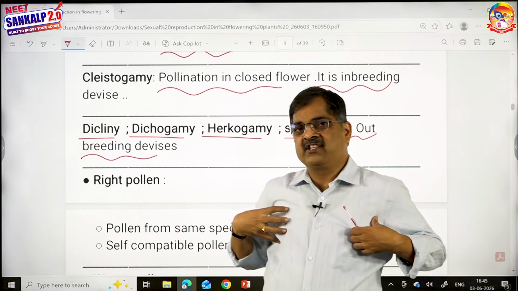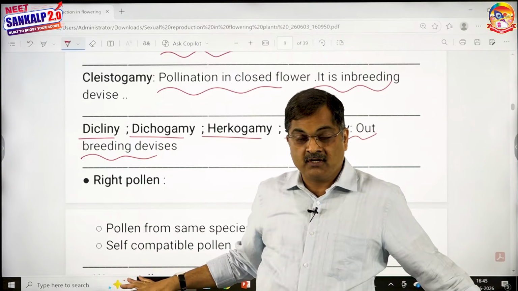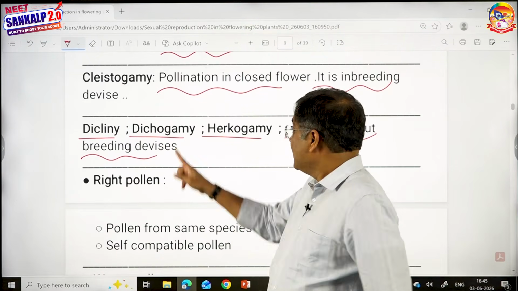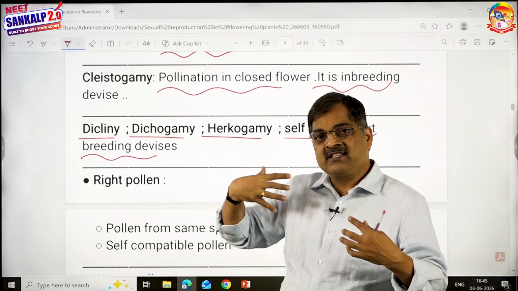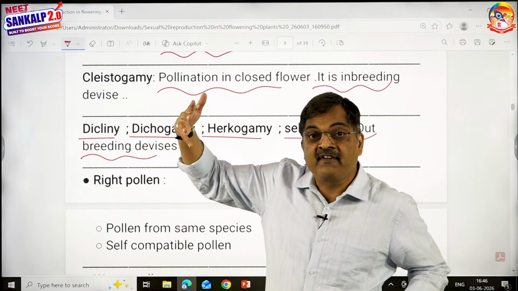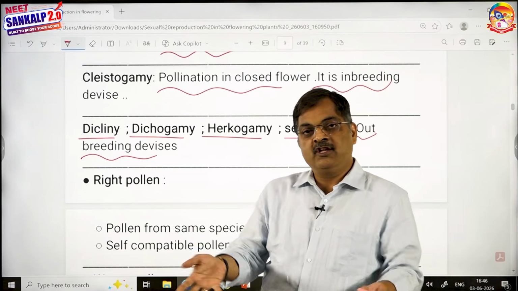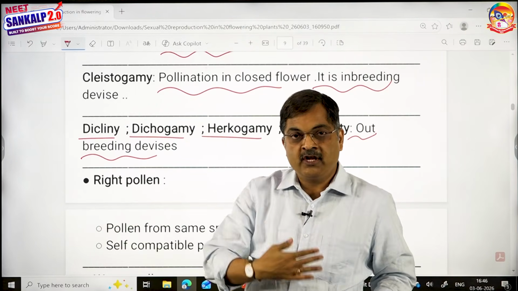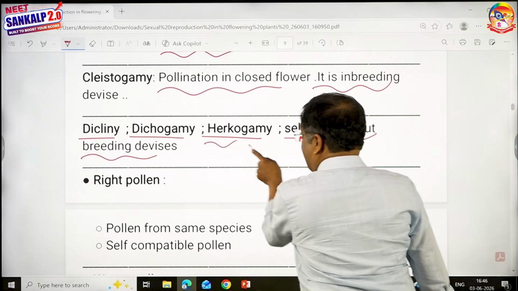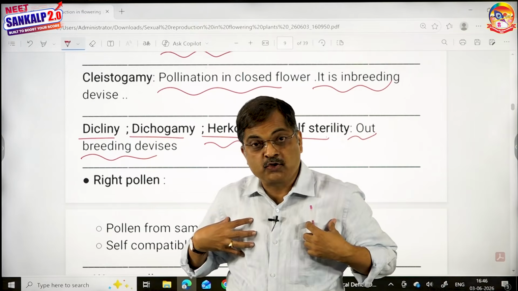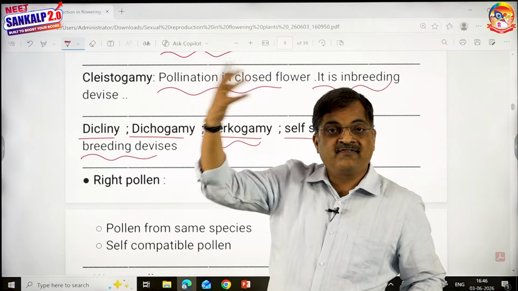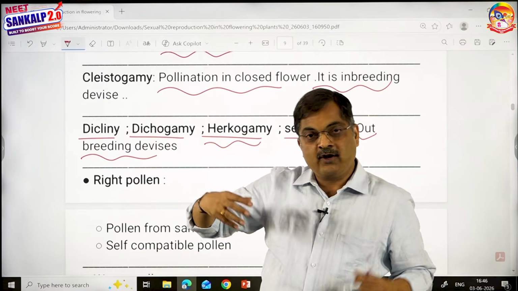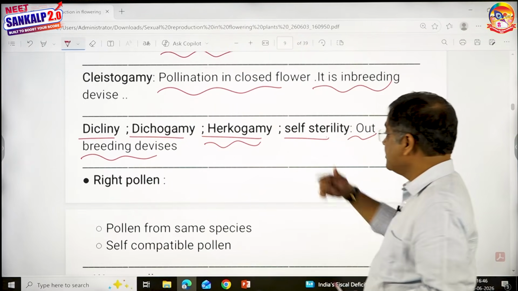Dicliny, if I'm unisexual, no chance for self-pollination. It's an outbreeding device. Dichogamy, I'm a bisexual flower. Stamens and carpels in me ripen at two different times. So naturally, there is no chance for self-pollination. Only cross-pollination can occur. Then hercogamy. I'm a bisexual flower. Stamens and carpels are at two different heights. So no chance for any self-pollination. All right, only cross-pollination occurs. That is said to be hercogamy.